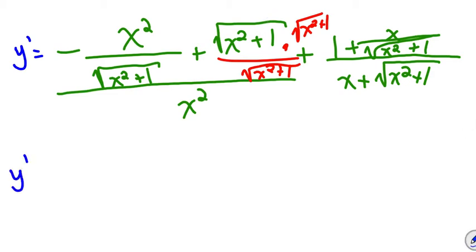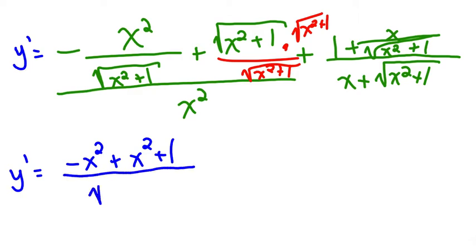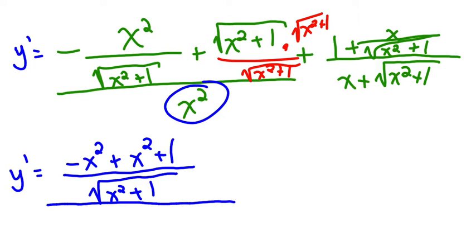Well, y prime equals negative x squared plus, now when you multiply these two, you're just going to be left with x squared plus 1. Well, that's nice because our x squareds are gone. And we have one common denominator of square root of x squared plus 1. And we still have this x squared on the denominator of the big fraction, so big fraction x squared. All right, plus.